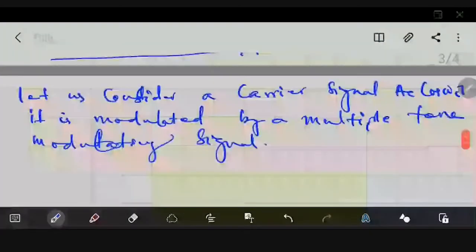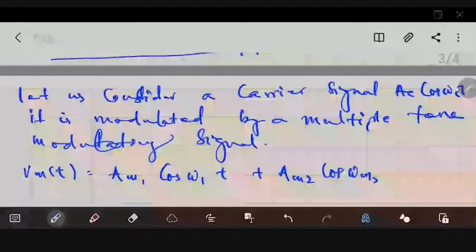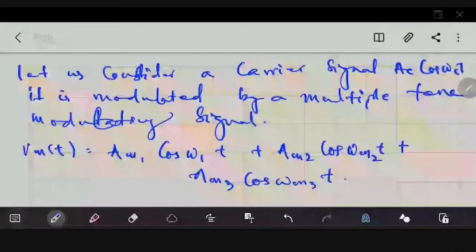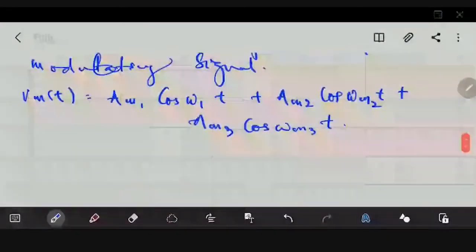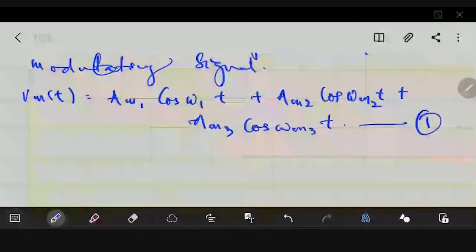This is given as m(t) equal to A_m1 cos omega_m1 t plus A_m2 cos omega_m2 t plus A_m3 cos omega_m3 t. Okay, so we have taken here 3 frequencies. Later on, we will expand it to n number of frequencies. So if we consider the general expression for amplitude modulated wave, let it be equation number 1.